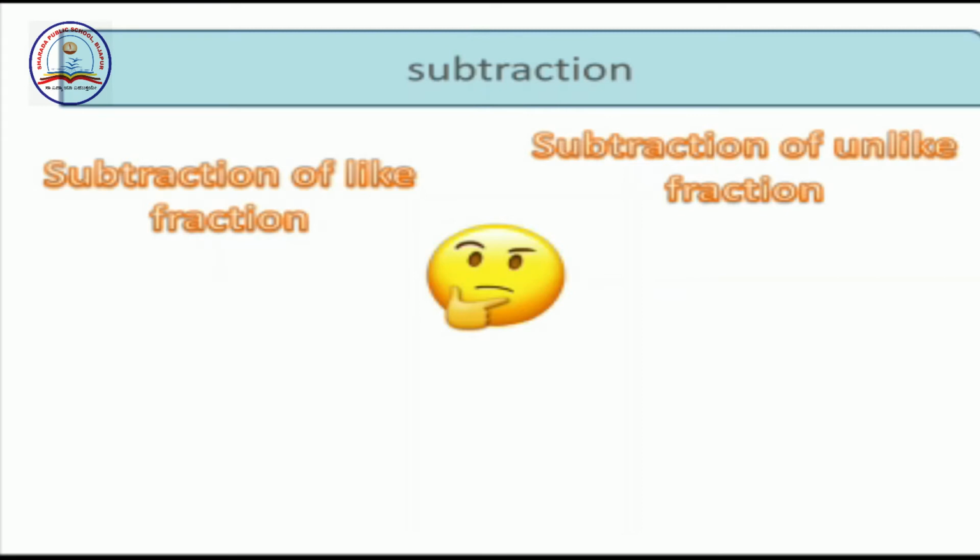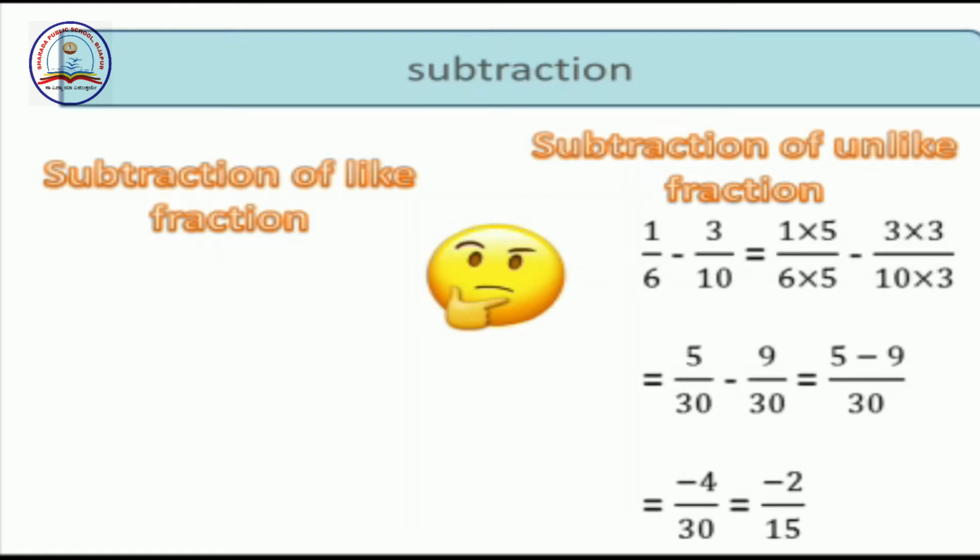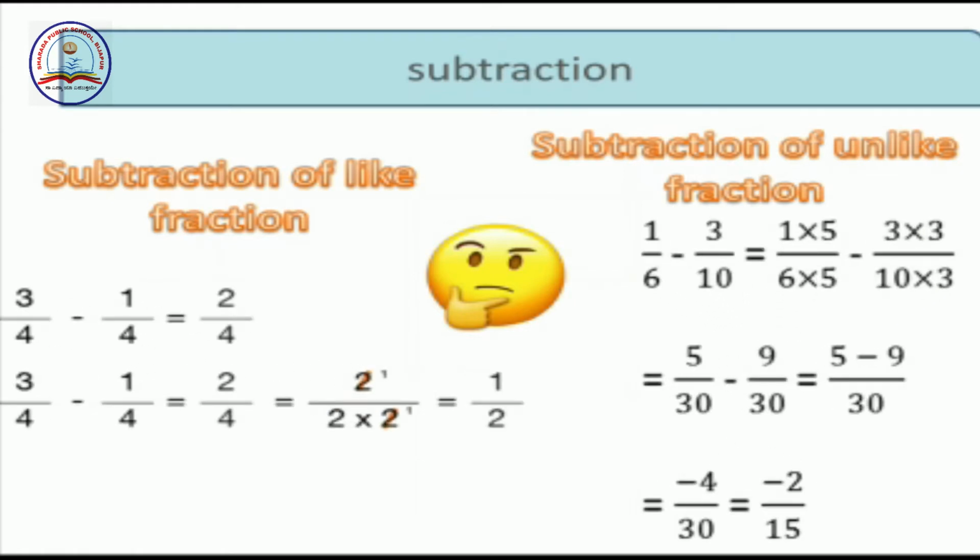Look here. This is subtraction of like fractions and unlike fractions. Like fractions. 3 by 4 minus 1 by 4 equals 2 by 4. When we simplify it, the answer is 1 by 2. Same as it is, in unlike fractions, we take 1 by 6 minus 3 by 10. The LCM is 30. So at last the answer is minus 4 by 30. When we simplify it, the answer is minus 2 by 15.